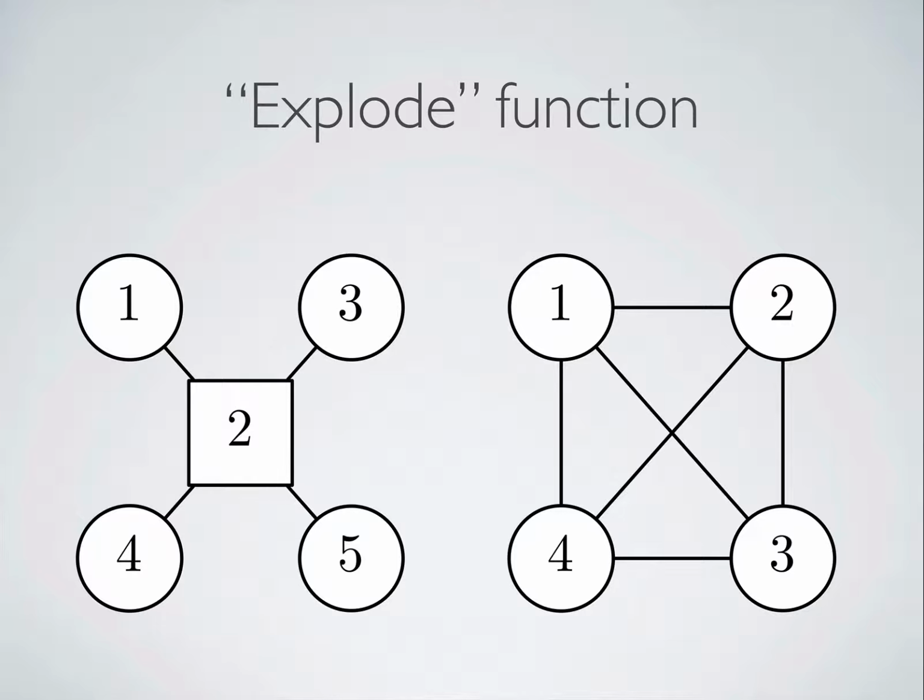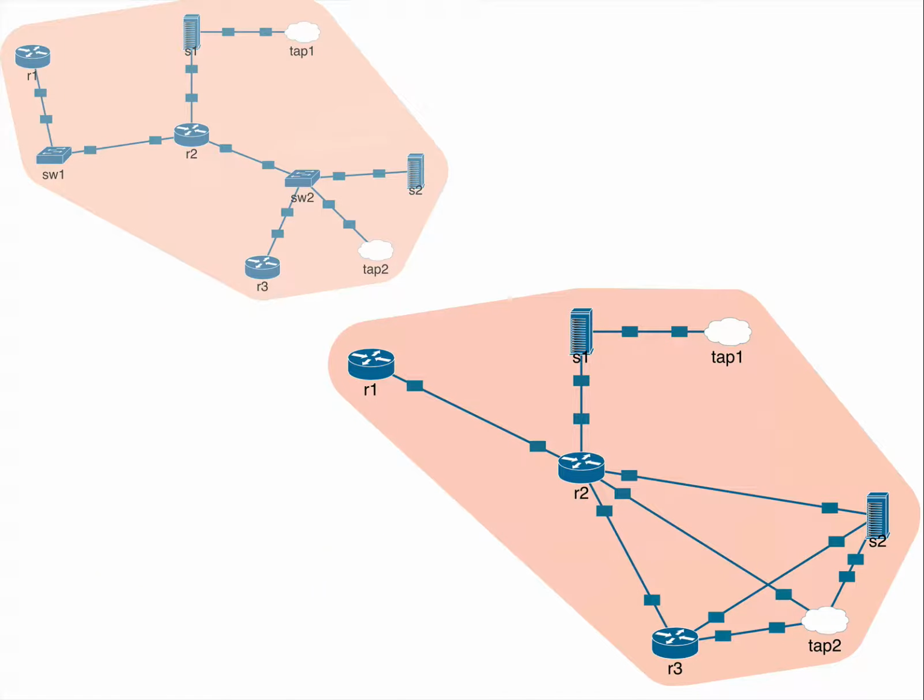We can use this to build a layer 3 connectivity from a layer 2 graph such as switches. Up the top we're showing the layer 2 graph. Down the bottom we're showing the layer 3 graph, which is the IP connectivity. Here we can see the switches being exploded, both the switch between router 1 and router 2, and most noticeably between router 2, switch 2, router 3, and tap 2. We can see the full clique there.